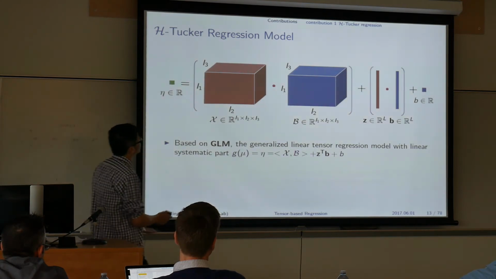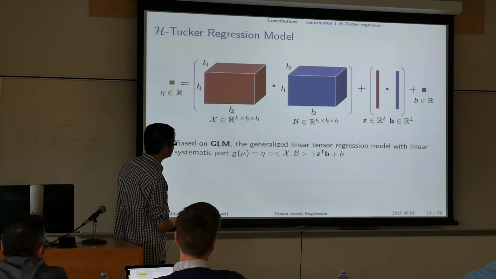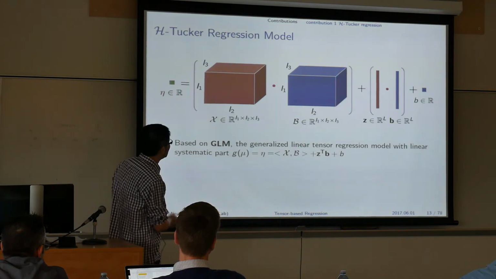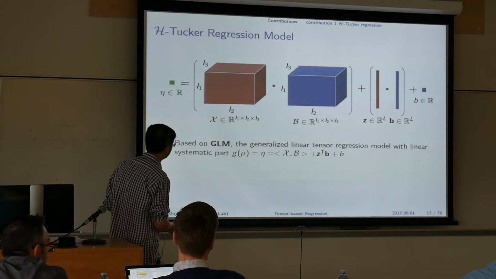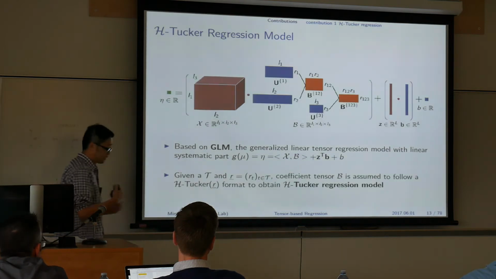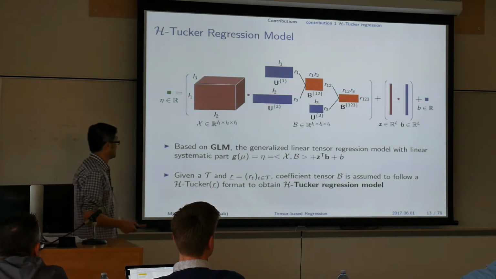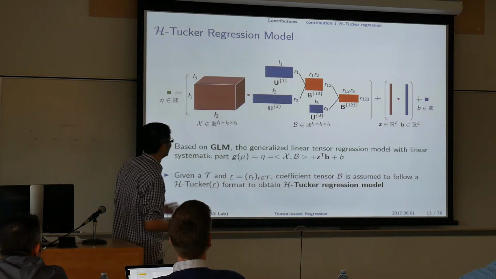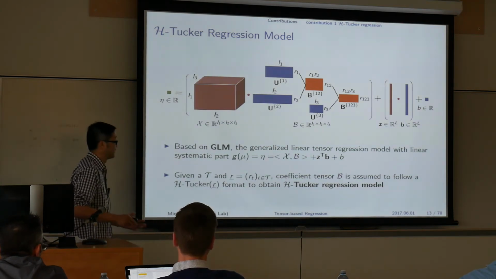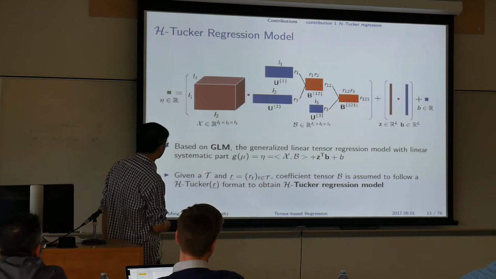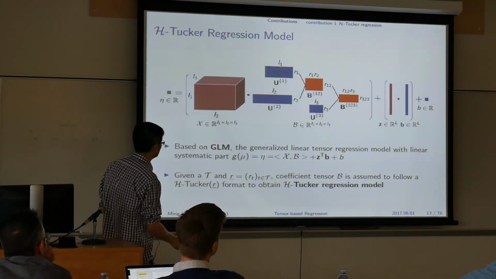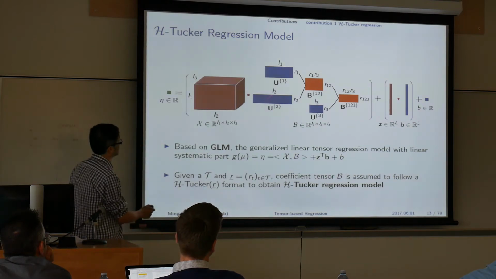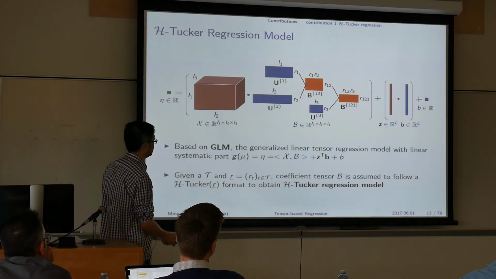And the problem with this model is that B has the same number of parameters as X, which is huge. So the natural idea is to find a smaller set of parameters to approximate B. So based on the advantage of H-Tucker representation, we apply H-Tucker to the tensorial input space. That is, given a dimension tree and HT rank, the coefficient tensor is assumed to follow H-Tucker format to obtain this H-Tucker regression model.